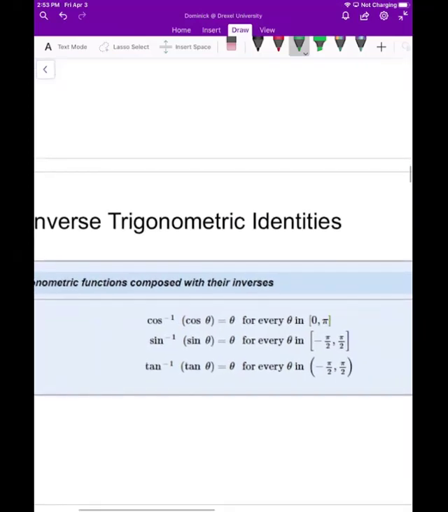And then the other way around is similar, but here we need our domain condition for the inside satisfied. So we need our restricted domains to be satisfied here, so that we can talk about the inverse.